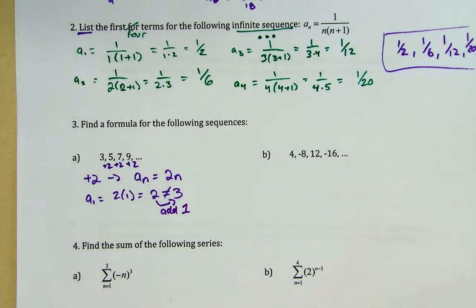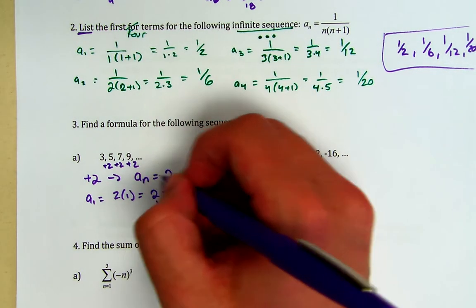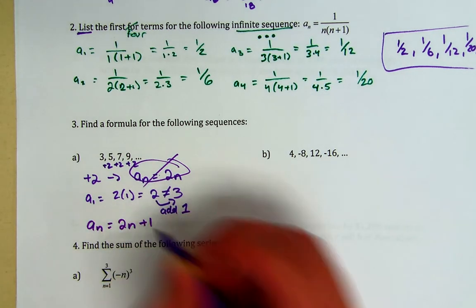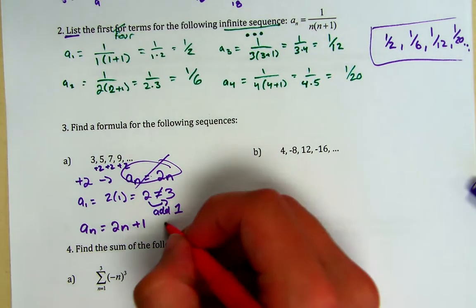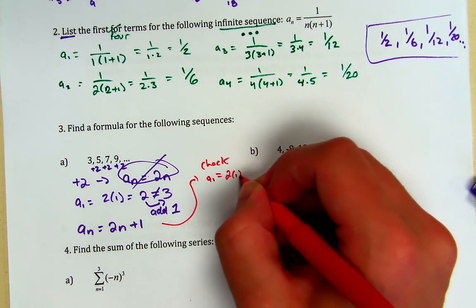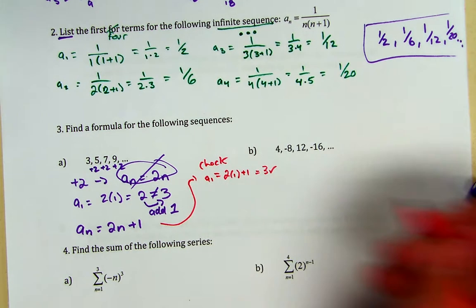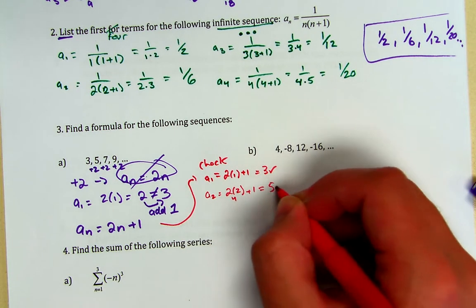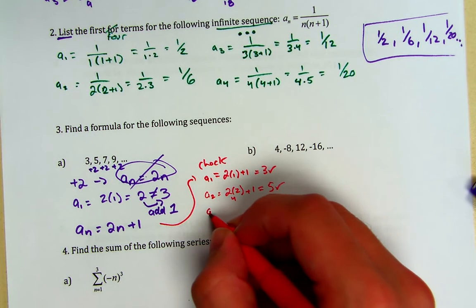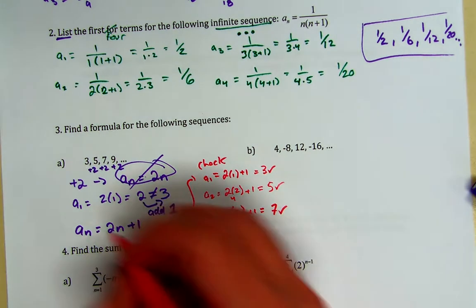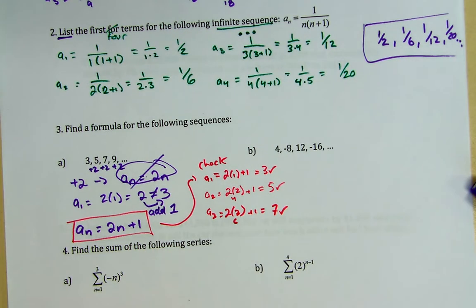Add 1. So now let's modify this formula here and do 2n plus 1 and see if that works. So again, now I need to check. So A1 equals 2 times 1 plus 1, which is 3. Check. A2 equals 2 times 2, which is 4, plus 1. That's 5. Now I'll just stop there. Do at least one more. 2 times 3, which is 6, plus 1 is 7. Okay, so I'm pretty comfortable that that is my sequence formula.